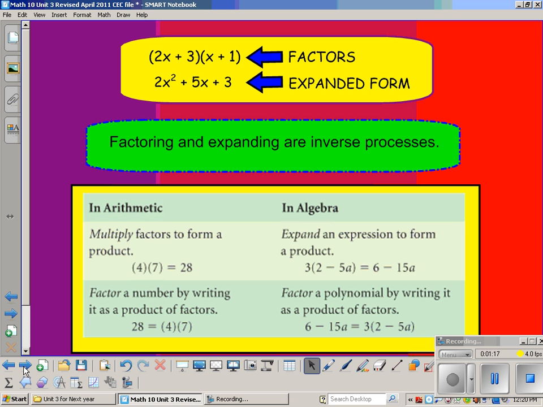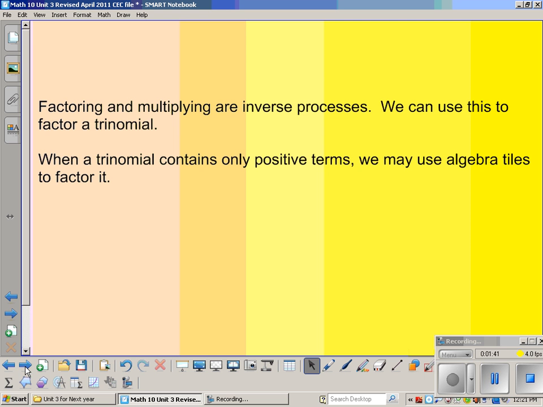In arithmetic, we talk about multiplying factors to form a product. So 4 times 7 equals 28. But in algebra, we talk about expanding an expression to form a product. In arithmetic, we talk about factoring a number by writing it as a product of the factors. So 28 equals 4 times 7. But in algebra, we talk about factoring a polynomial by writing it as a product of factors. Factoring and multiplying are inverse processes.